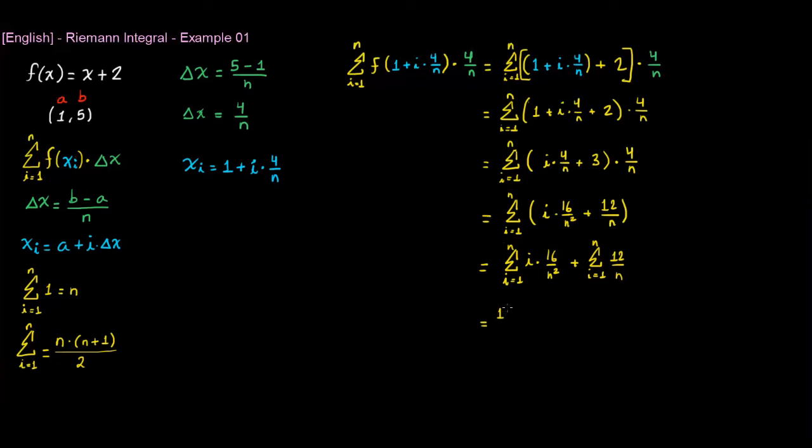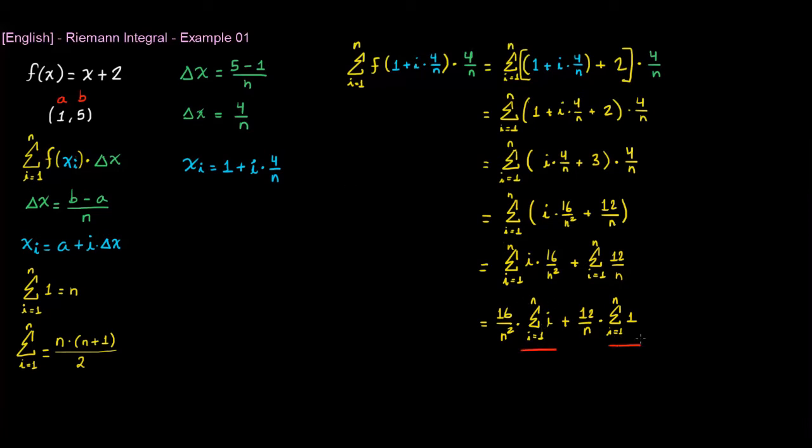So let's write it like this: 16 over n squared times the summatory of i equal to 1 until n of i, plus 12 over n times the summatory of i equal to 1 until n of 1. Now I've just split this term into 12 over n times 1. Now I move outside the summatory this 12 over n.